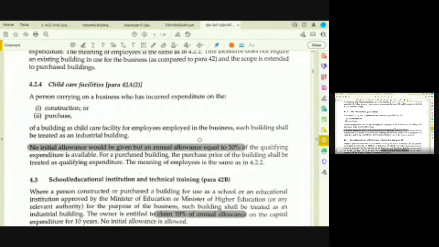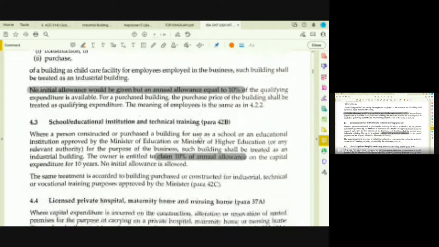So again, whatever living accommodation provided is an industrial building. But remember that the building must be constructed or purchased, because if you rented a building or any room and then you incur expenditure, that one is not allowed. That is not qualified expenditure, because that is not capital expenditure. That is a revenue expenditure. That one you claim under normal deduction. Again, there's no initial allowance, but 10% annual allowance.